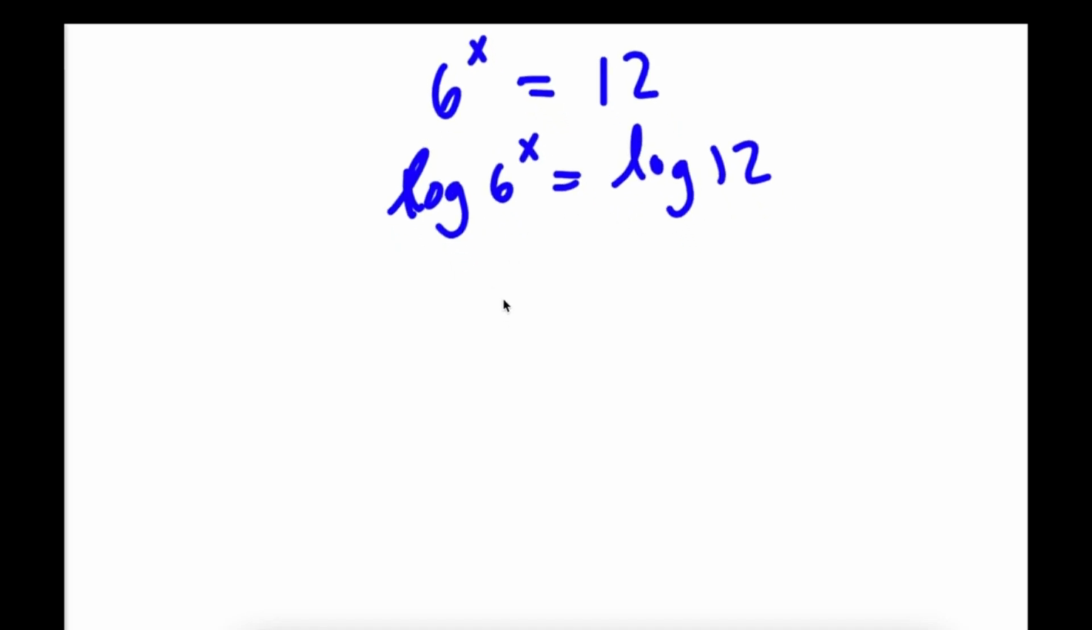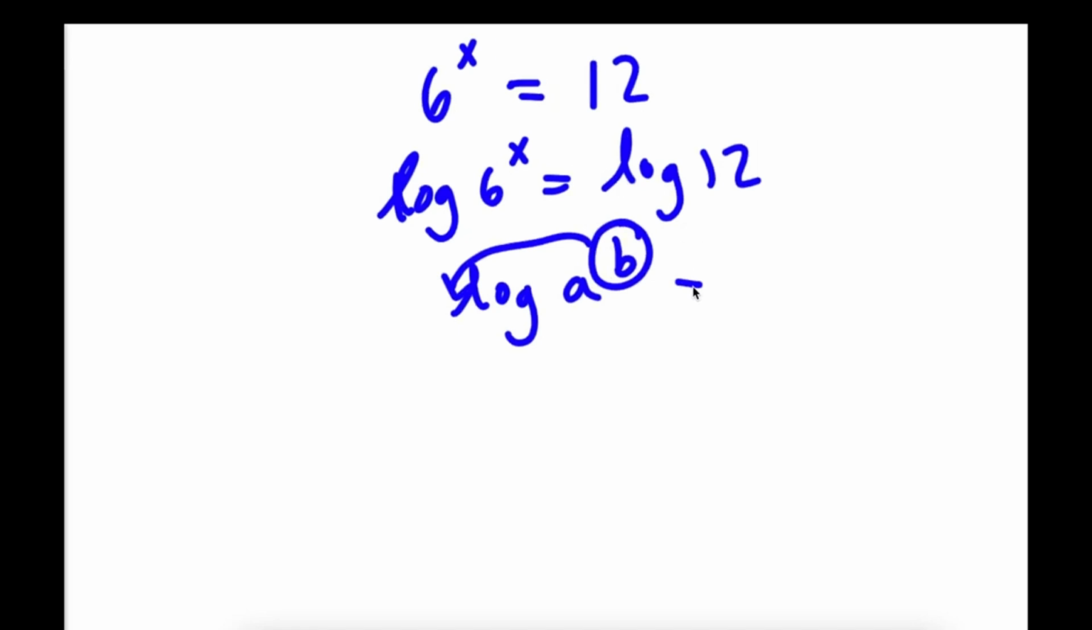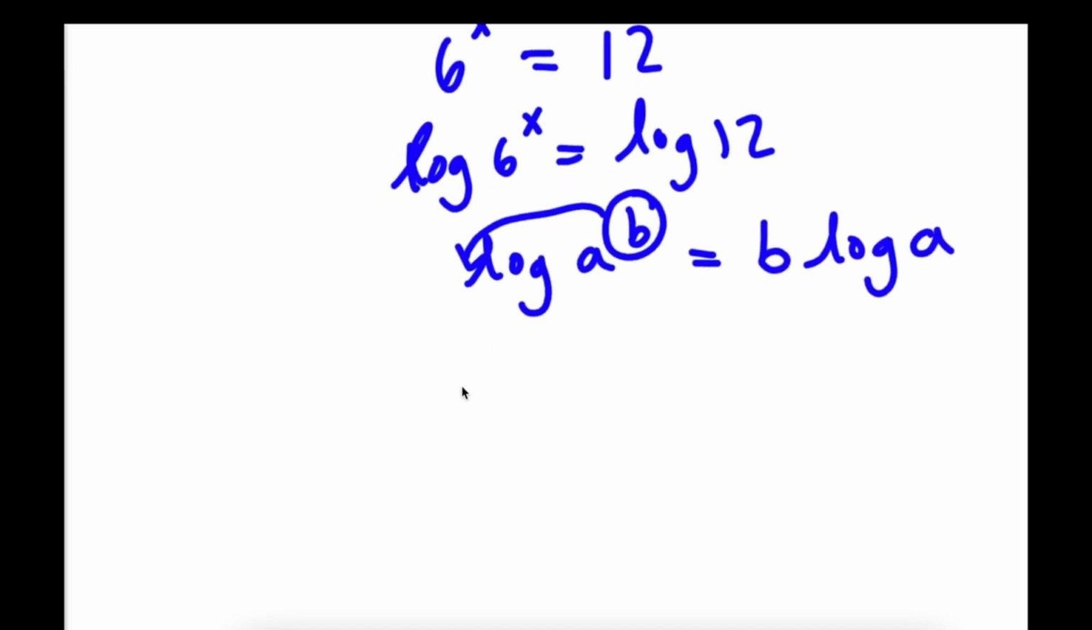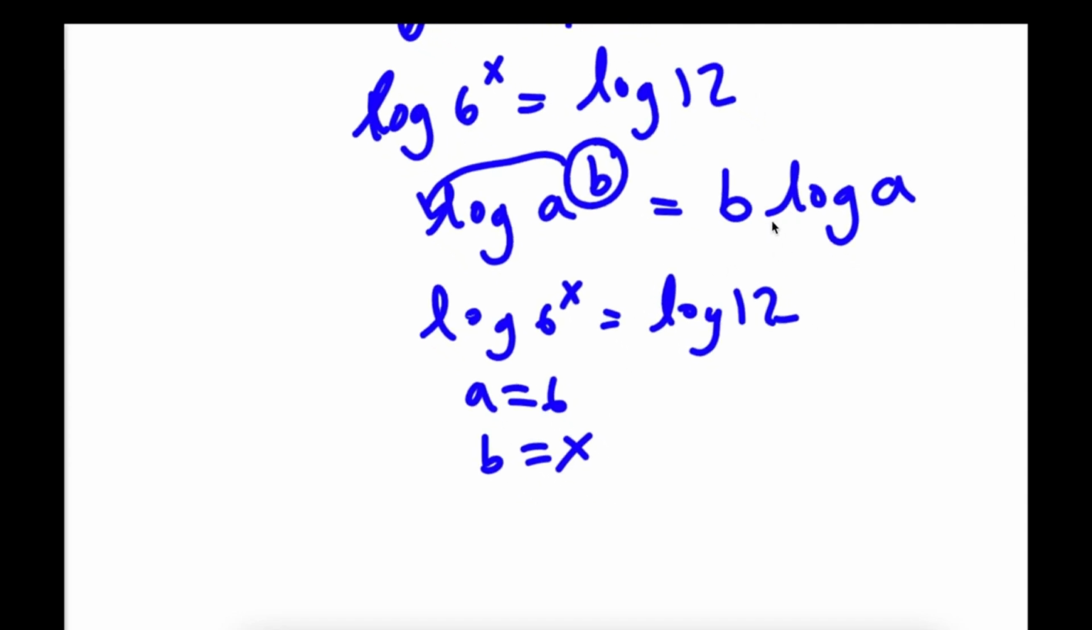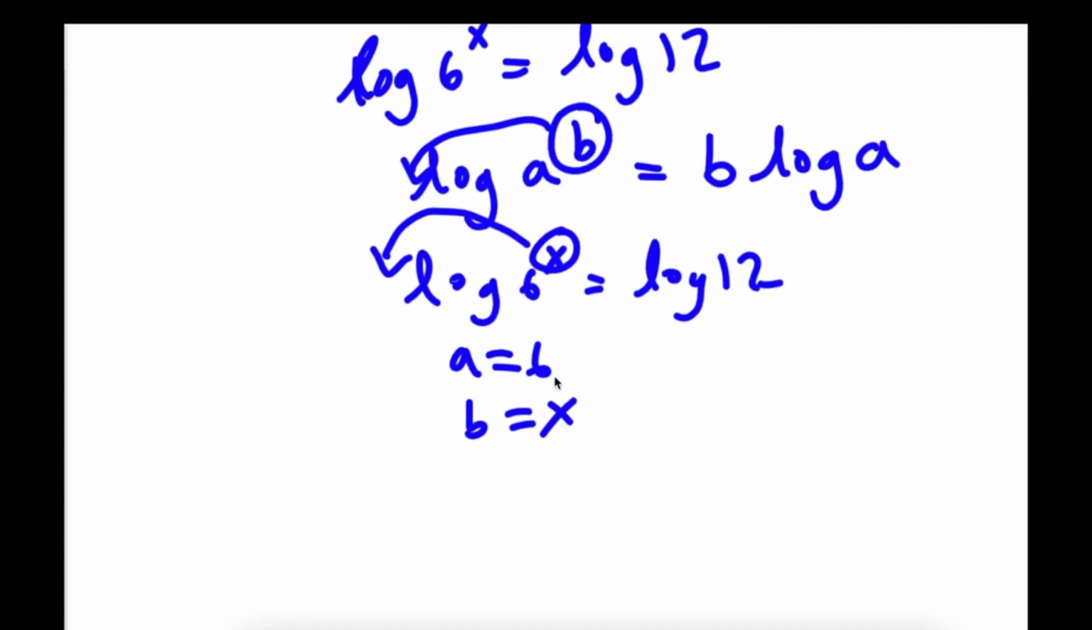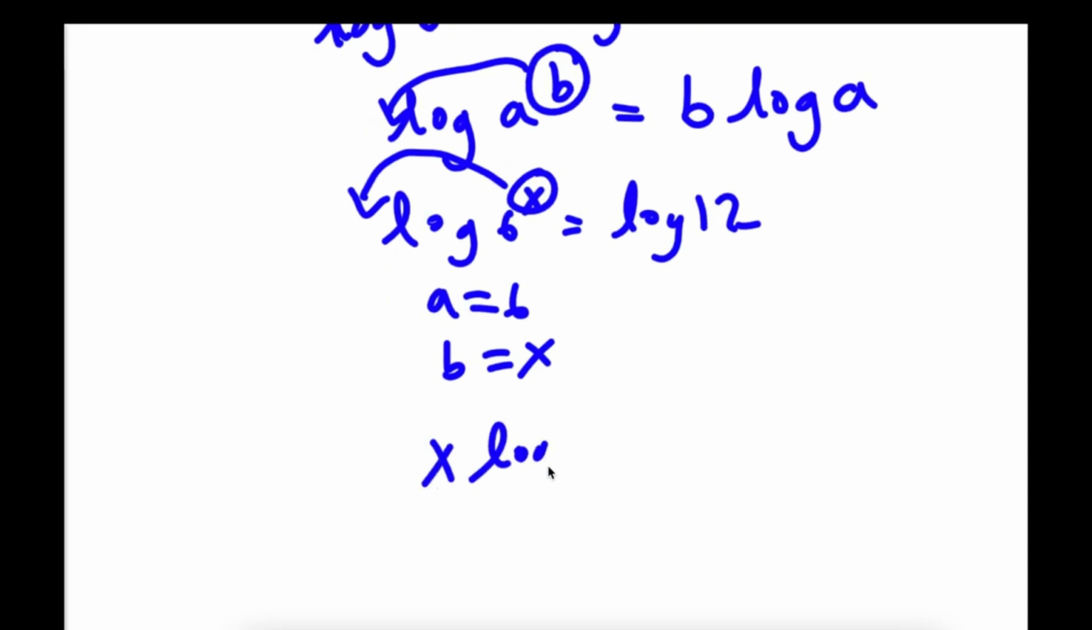Now, an important property of logarithms is that, let's say I have log a to the power of b. I can actually move this exponent b to the front of the logarithm. So this is going to be equal to b times log a. So now for log 6 to the power of x is equal to log 12, we can think of a as 6 and b as x. So if we want to change it into the form b times log a, I'm going to move this exponent x to the front of the logarithm. So now this will be equal to x times log 6 is equal to log 12.